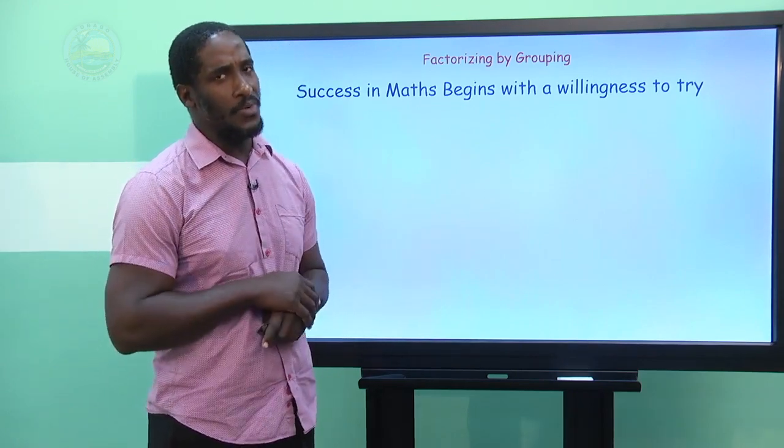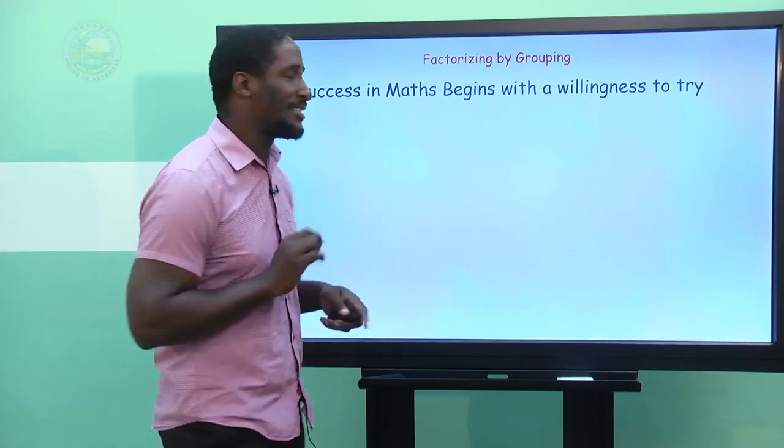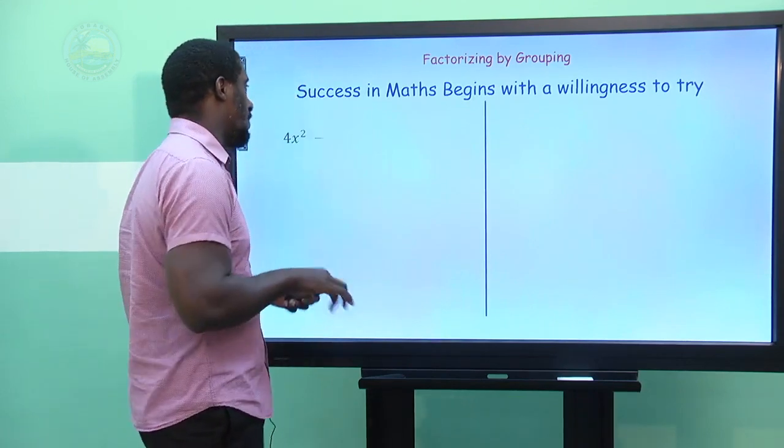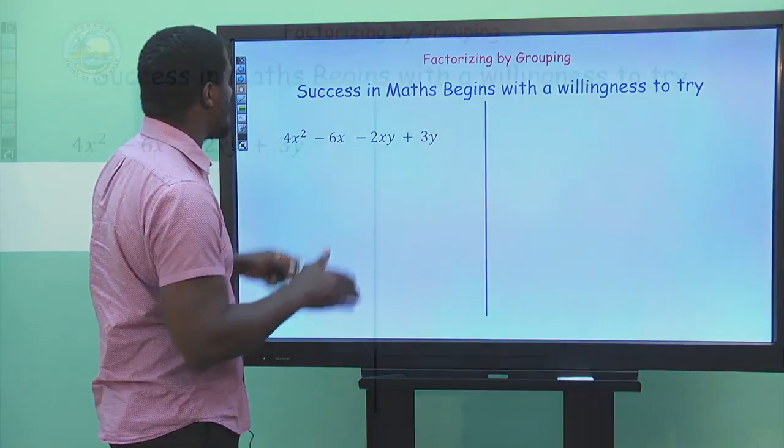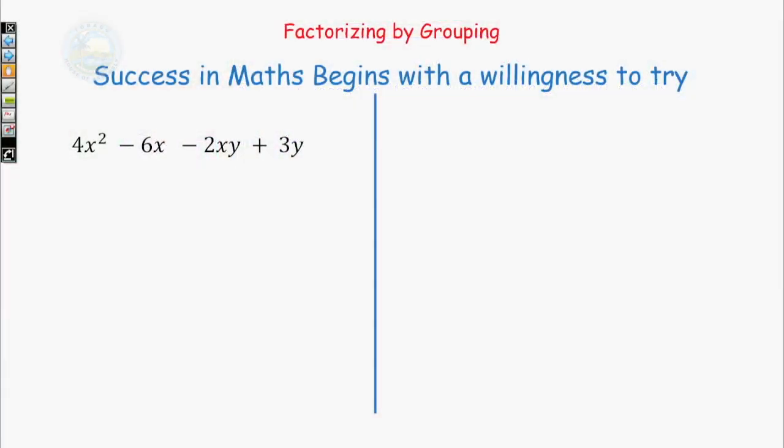Last video, we looked at factorizing by grouping. And I left you with some questions that I hope that you tried. So these were the questions. The question was, can you factorize utilizing the grouping method 4x squared minus 6x minus 2xy plus 3y? Factorizing utilizing the grouping method.